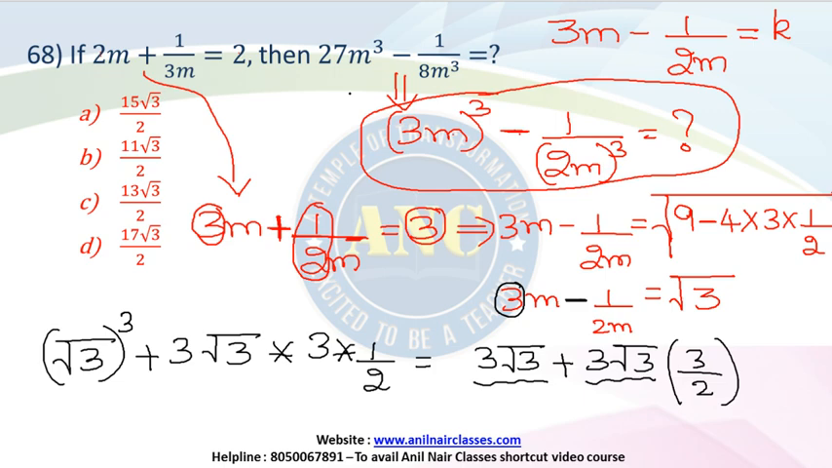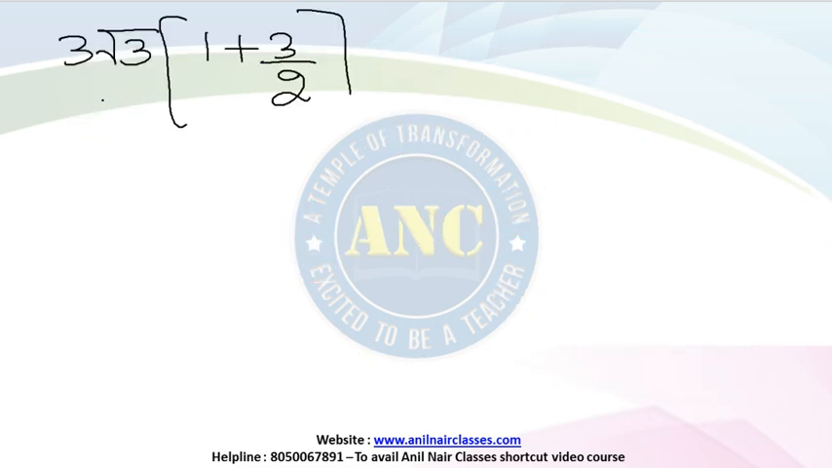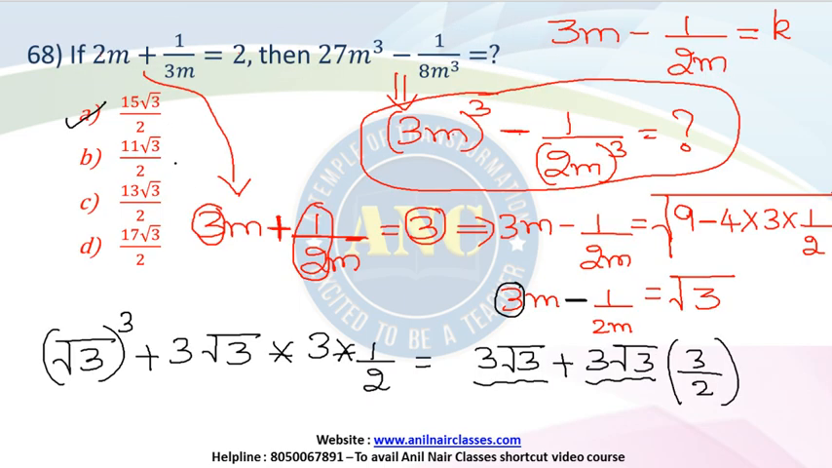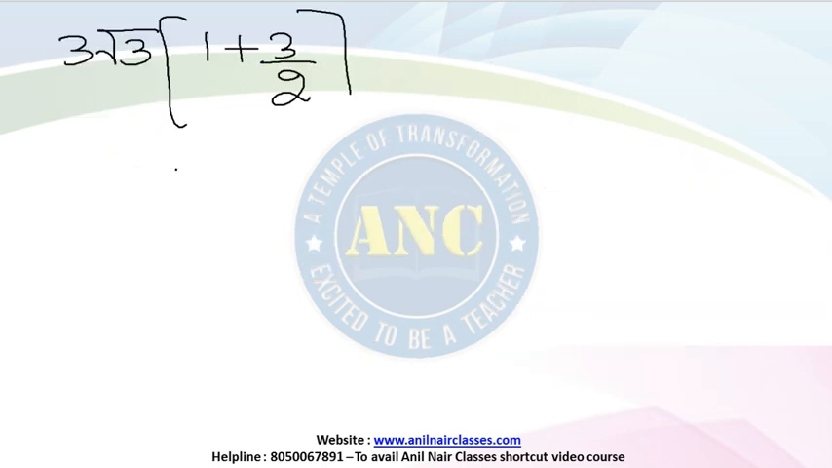This is similar to my previous question where I am using two conditions. First, I am using x plus 1 by x is equal to k, so x minus 1 by x is square root of k square minus 4. That is the first condition I used. Second condition, x minus 1 by x is equal to k, and I am asking how much x cube minus 1 by x cube is. So finally I will end up getting the answer 15 root 3 divided by 2, which is nothing but my option A. I hope this kind of problems are very, very clear for every student who is listening to the class.